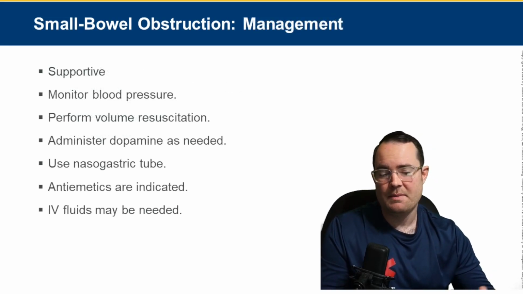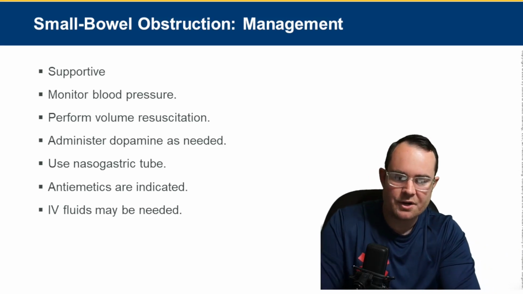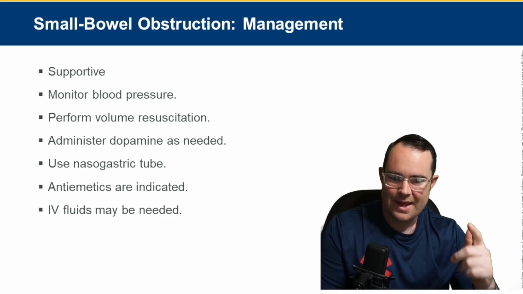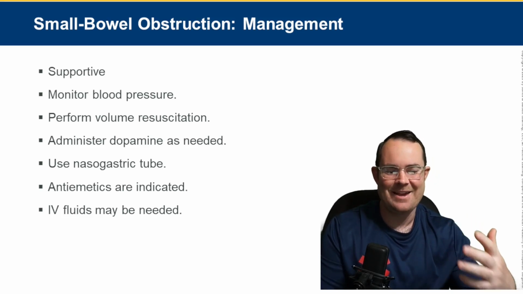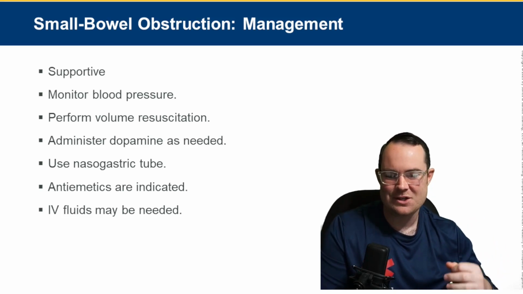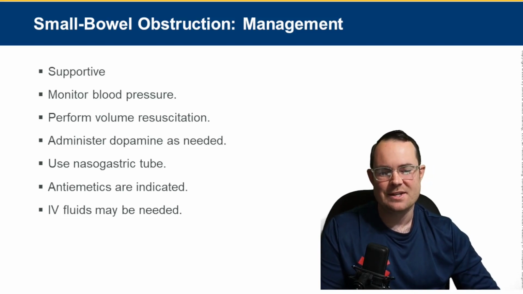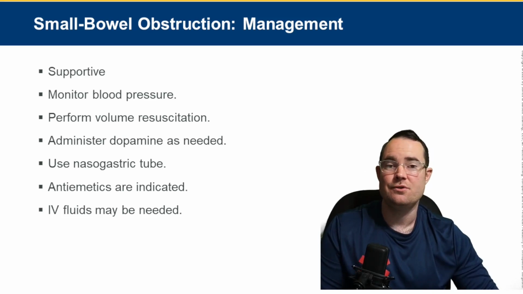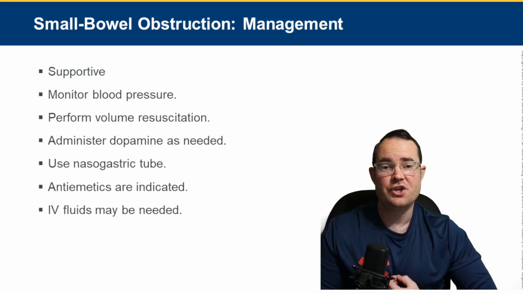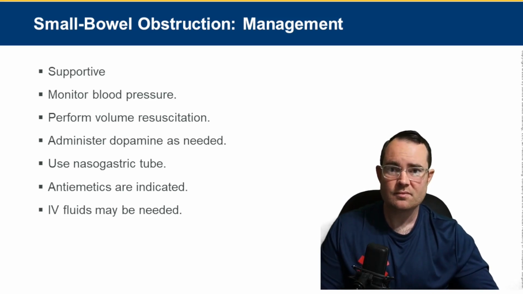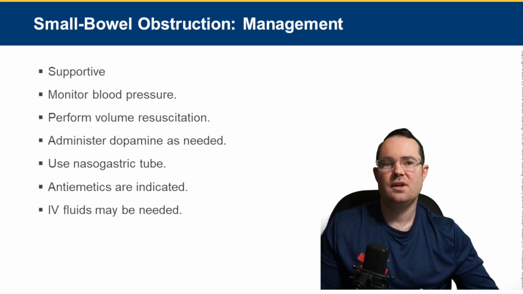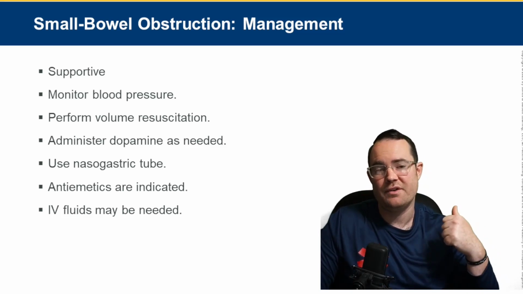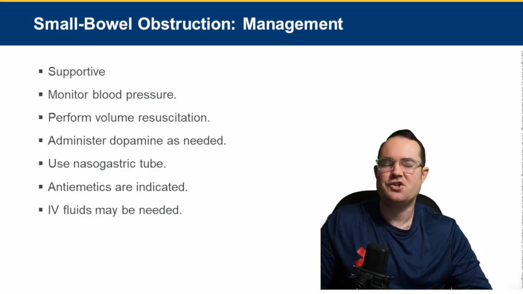What are we doing about it in EMS? Supportive care, monitor blood pressure, volume resuscitation, antiemetics, right? A lot of the same exact stuff that we've been talking about. The only thing that changed a little bit is the use of a nasogastric tube. Remember, nasogastric tubes are used to suction stomach contents. So obviously, if there's an obstruction, stomach contents are basically piling up, and we need to get rid of them, and they're not passing through the GI tract.